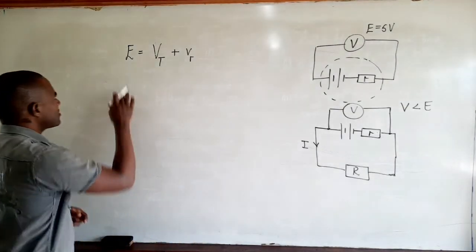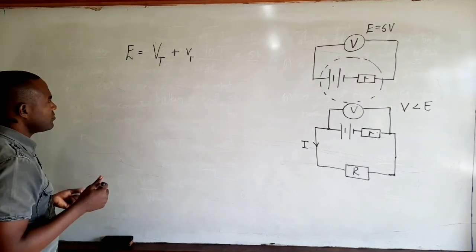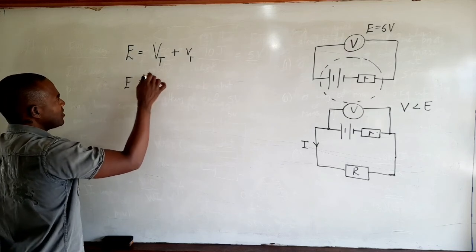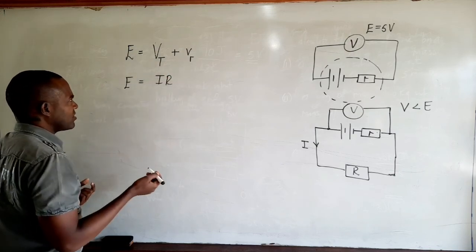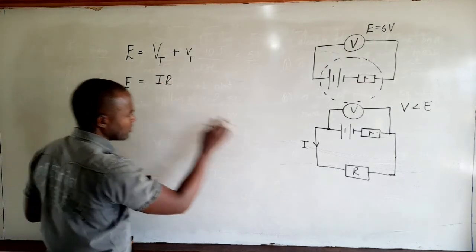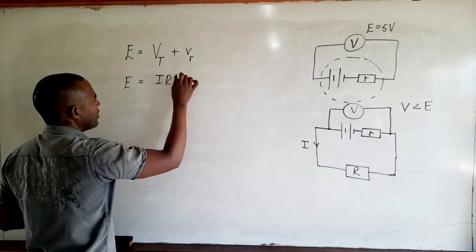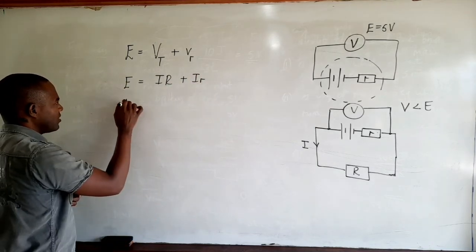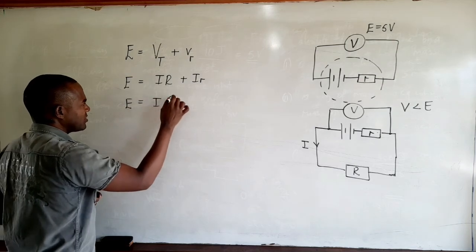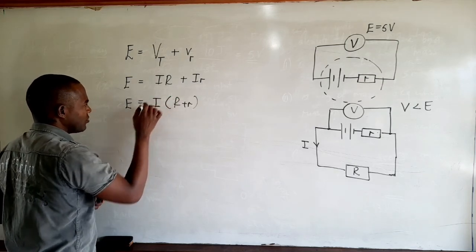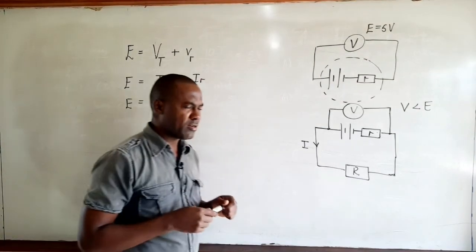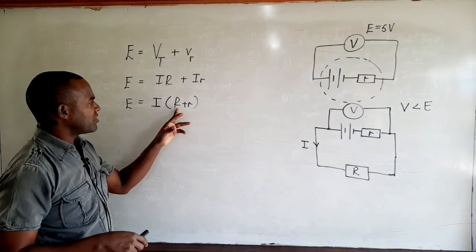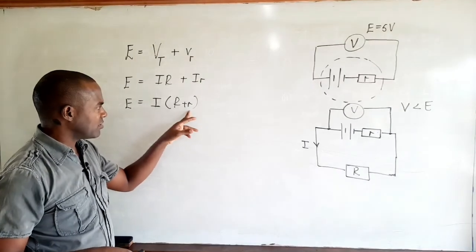But of course, you know that V is equal to IR. So we can write that the EMF E is equal to I times the circuit resistance R, plus I times the internal resistance small r. And so basically we have E is equal to I times (R plus r). This equation shows the relationship between the battery's EMF E, the current being driven by the battery, the external circuit resistance R, and the battery's internal resistance small r.